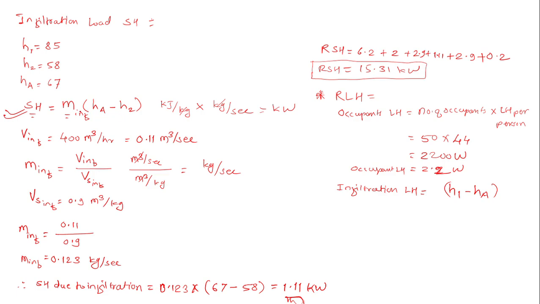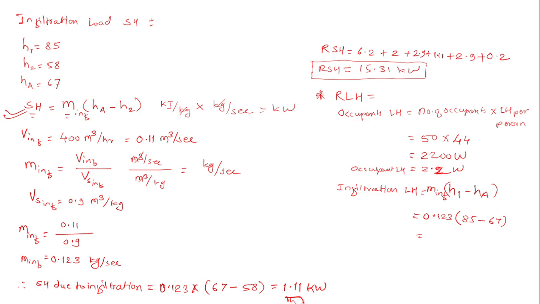As with sensible heat, you multiply it by the mass of infiltrated air. You already have the mass of infiltrated air calculated, so there is no need to do the same thing again. Just put in the values: 0.123 into H1, which is 85, minus HA, which is 67. Do this calculation: 0.123 into 85 minus 67, which is 2.214.